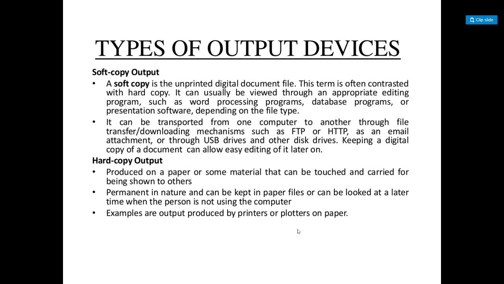Hard copy output, you're aware, is printed material. You don't need a system to read the information on the hard copy, and it is produced on paper. It's tangible, that is, you can touch it and carry it whenever you want, and it's permanent, depending on what kind of hard copy output you are using. It can be kept and stored for the time to come, whenever you want to read it without using a system. Examples for this are printers, plotters, etc.